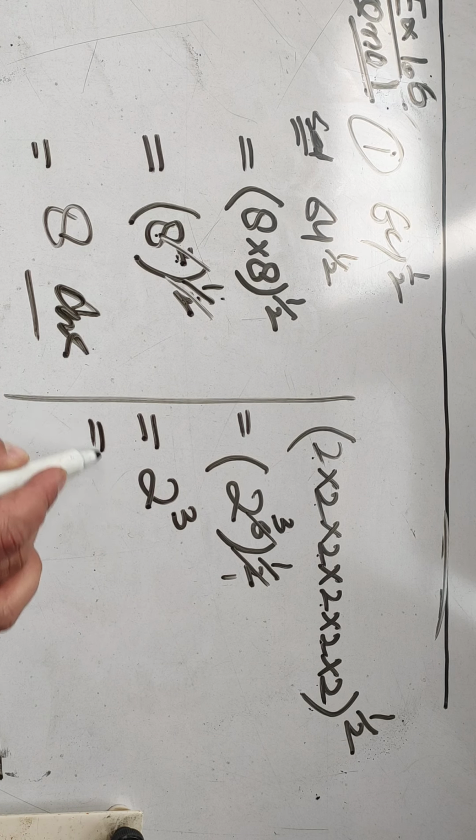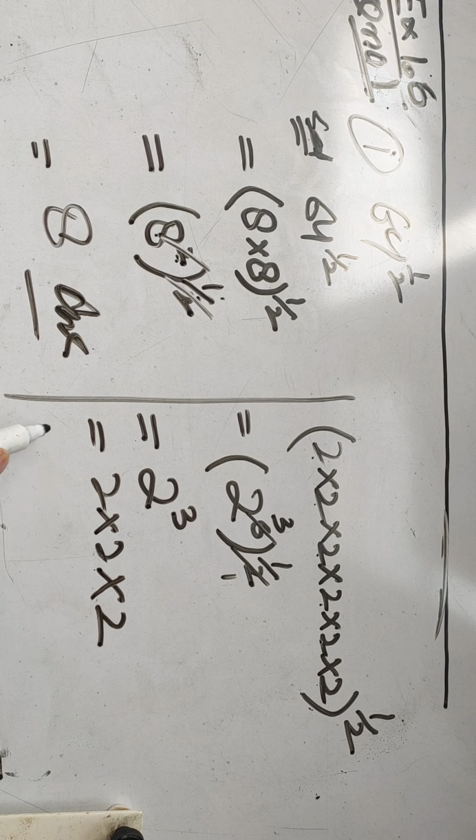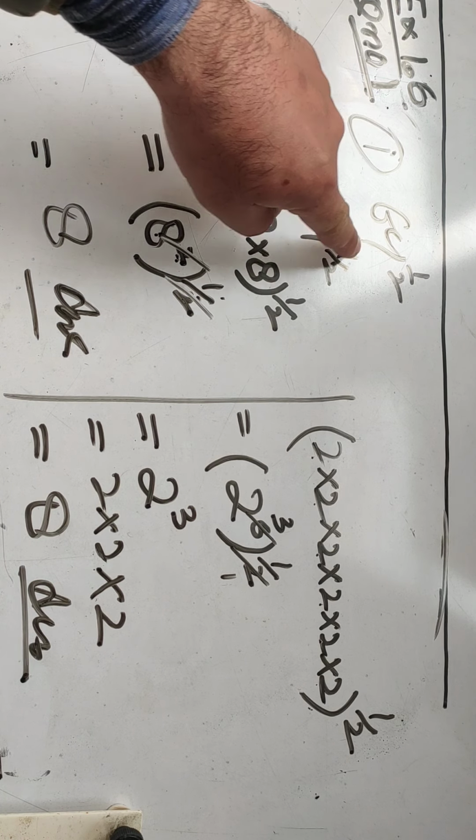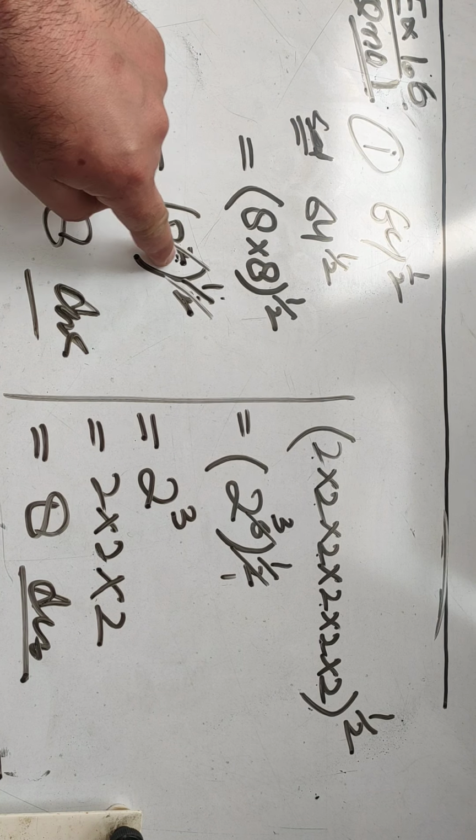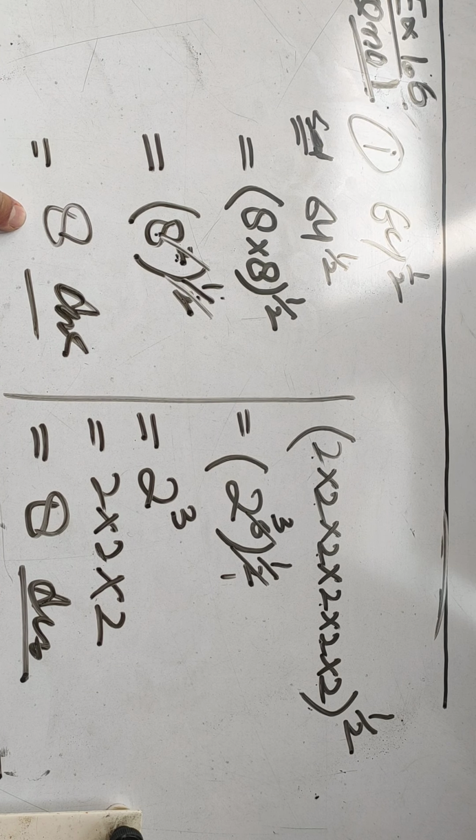Now 2 raised to the power 3 means 2 into 2 into 2, that is equal to 8. Now here it is 1 by 2. This 2 means inside there can be power 2, which cancels with 2, and there remains 8. In another way we can do. The other two parts of this question number 1 you can do on your own. Let's come to question number 2.